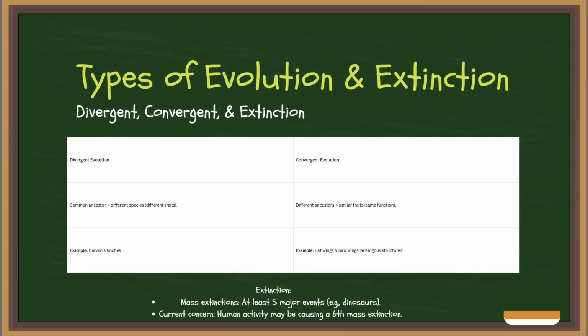Types of evolution and extinction: there is divergent, convergent, and extinction. Divergent evolution is when a common ancestor leads to different species which have different traits, like Darwin's finches. Convergent evolution is when different ancestors lead to similar traits with the same function, like bat wings and bird wings. These are analogous structures. Mass extinctions: at least 5 major events, like the dinosaurs. Current concern is that human activity may be causing a 6th mass extinction.